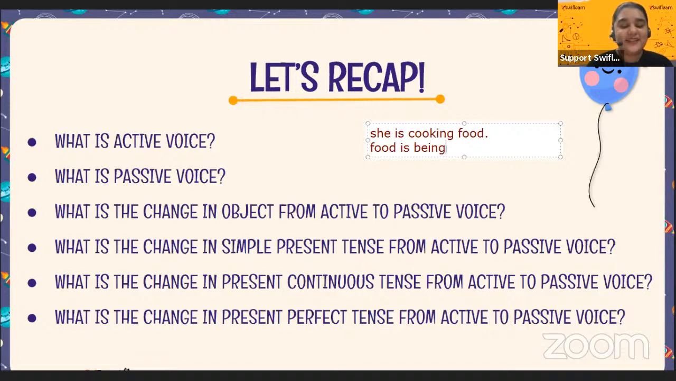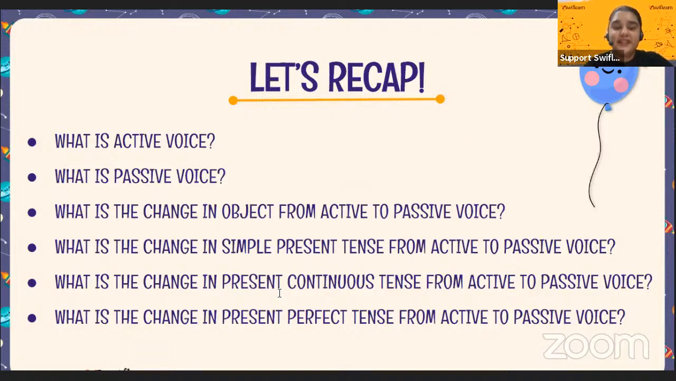Food is being cooked by her. Very good. So are you getting it? So we are using here is being cooked. Okay, this is the rule. Clear to everyone? Yes. Okay, now let's come to the next point now.